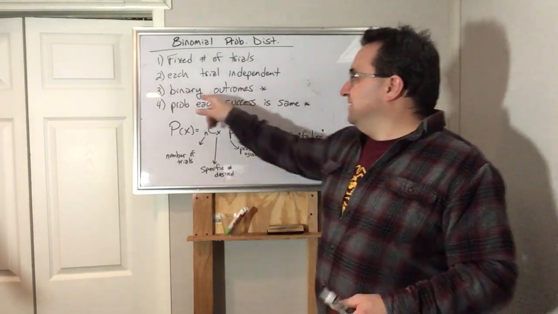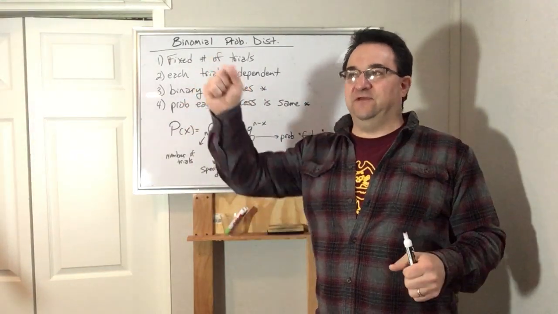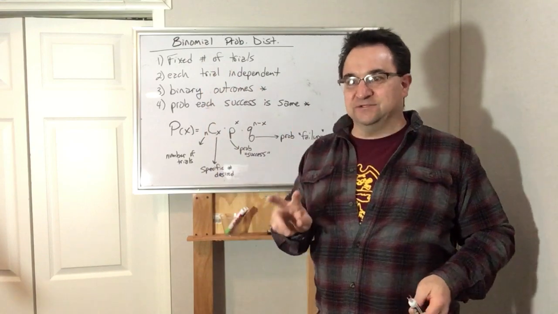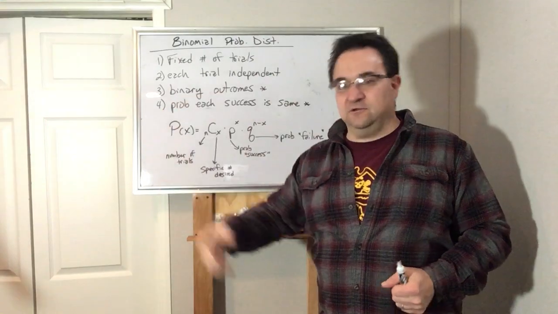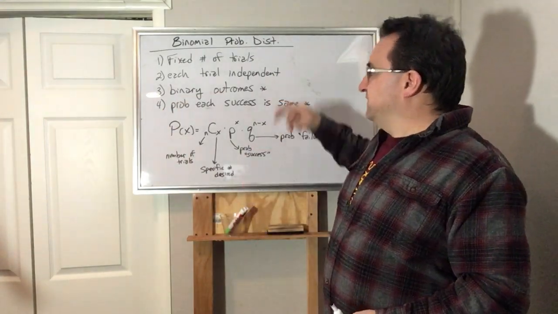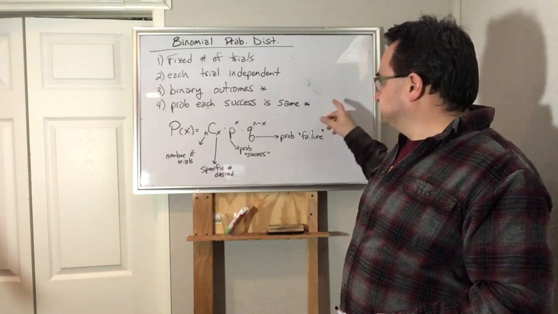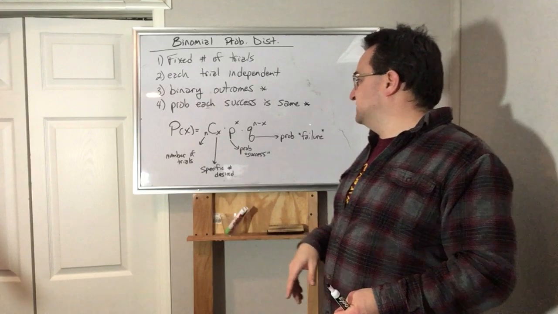Binary outcomes. Binary means there's success or failure. Yes or no. There's only two possible outcomes here. Either you did it, or you get it, or you don't. So success or failure is usually how it's put. And the last one is the probability for each success is the same.